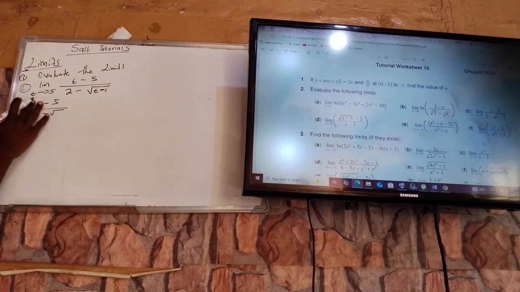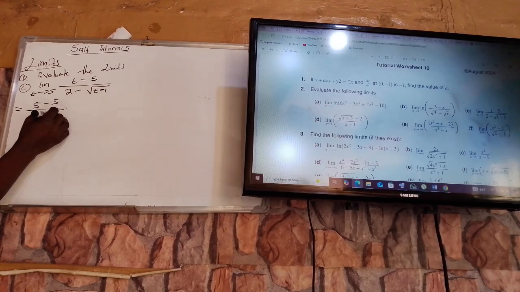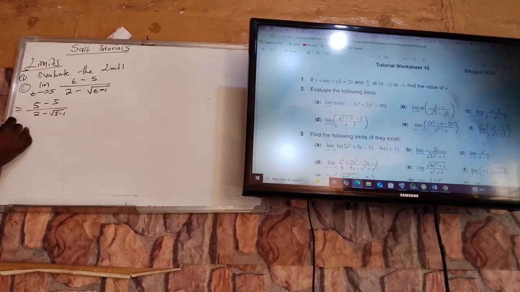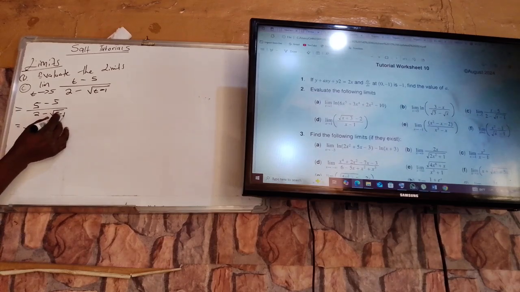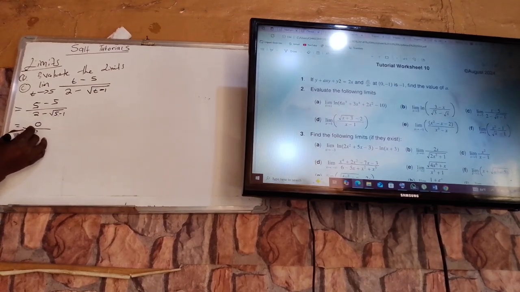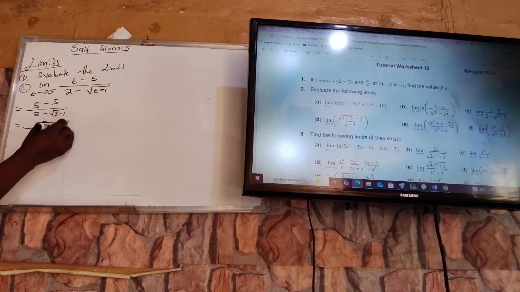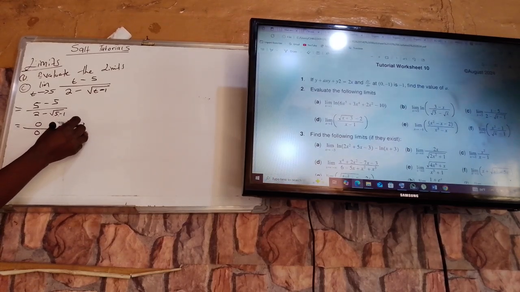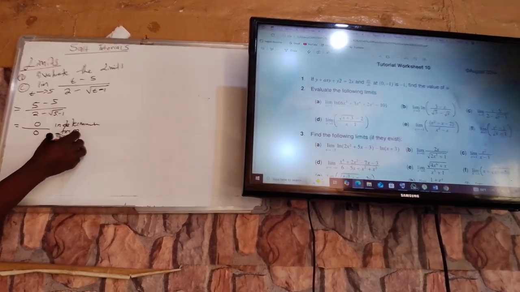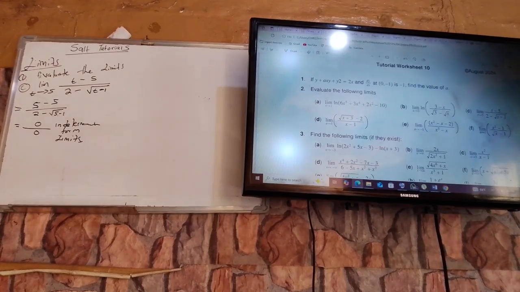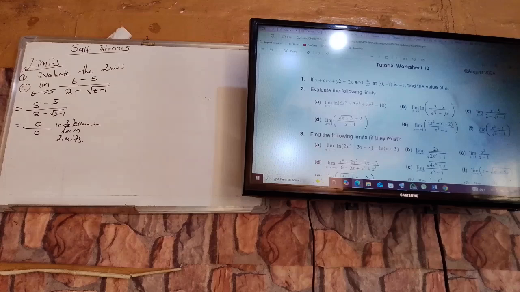So t is 5. This will be 5 minus 5 over 2 minus root of 5 minus 1. This will be equal to 0 in the numerator, and in the denominator root of 4 is 2, so 2 minus 2 is 0. And this is an indeterminate form of limits, so it should never be part of my solution. It means I have to do something to my function.